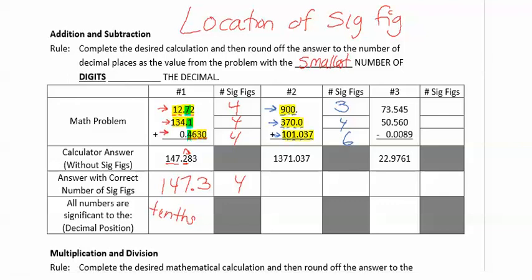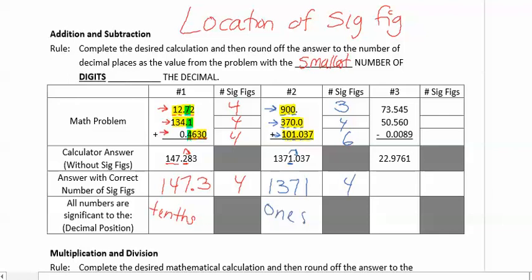So what we need to determine now is what decimal point do we round to. So the easiest way to do this is to take a look at the number that has the least number of decimal points. So if you take a look, 900 has no decimal points, so its smallest significant digit is in the ones location. Because of that, we have to round to the ones location. So we're going to end up rounding to the ones. So we look at the next number is a 0, we round down, we end up with 1371, which happens to have 4 significant figures.